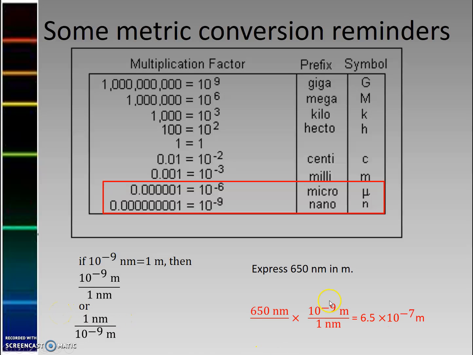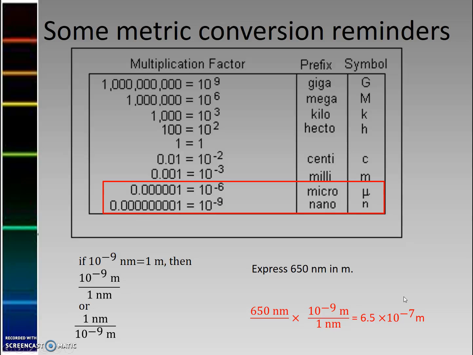For example, if I was given 650 nanometers, I'd multiply it by the conversion factor where meters are on the top and nanometers on the bottom so that I could cancel the nanometers, and I would find that 650 nanometers is 6.5 × 10 to the -7 meters.